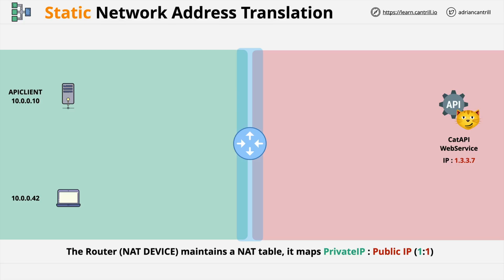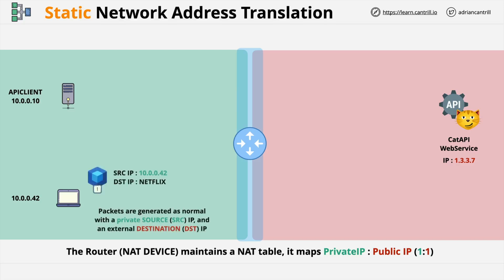So let's say that the laptop on the bottom left wants to communicate with Netflix. Well, to do so, it generates a packet as normal. The source IP of the packet is the laptop's private IP address, and the destination IP of the packet is one of Netflix's IPs. And let's say for this example, we get this using DNS. Now the router in the middle is the default gateway for any destinations, so any IP packets which are destined for anything but the local network are sent to this router.